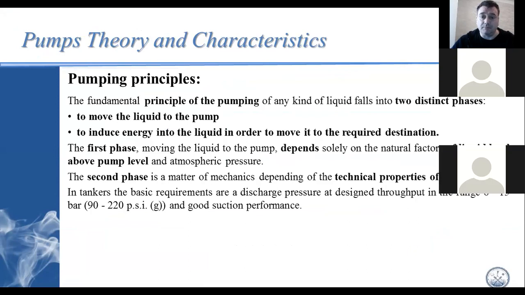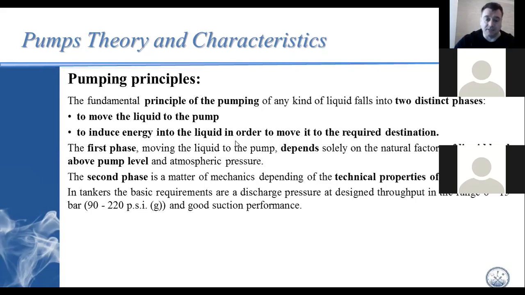So the fundamental principle of the pump has two phases: to move the liquid and to induce energy into the liquid in order to move it to the required destination. So the pump must take the cargo from somewhere and push it up. Okay, I will not discuss it a lot with you because that is the engineer's profession. But you are future chief officers, and a chief officer must be very familiar with how the pumps work. Because if you operate the pump incorrectly, you will damage it, and then you will have trouble, you and the captain. So be careful with the pumps when you work in the future.